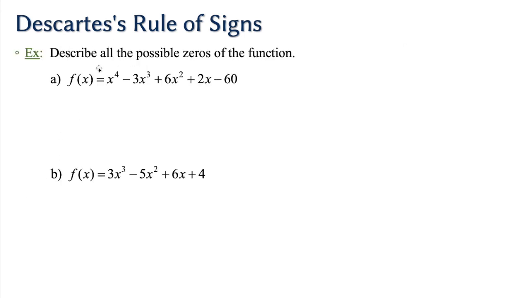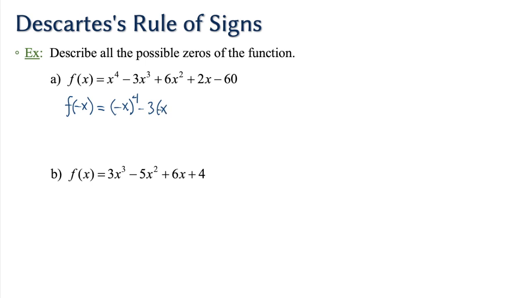Okay, let's try this out. In our first example, we have a 4th degree polynomial. So the first thing I want to do, since I already have f of x, is figure out what f of negative x looks like. As a reminder, when you do this, you're basically plugging in negative x for all these x's, okay?